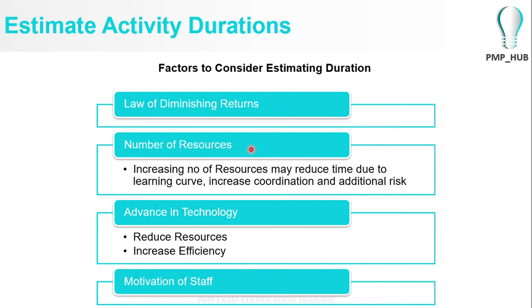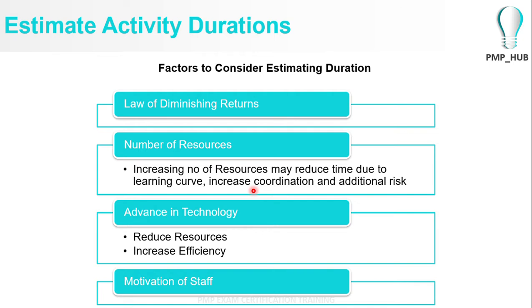And also you will have to understand that increasing the number of resources always may not improve the efficiency or may not necessarily decrease the activity duration, because after optimum mix, increasing the number of resources may increase the learning curve or may pose additional risk, or there can be conflicts between team members. There should be an increased coordination required between team members.